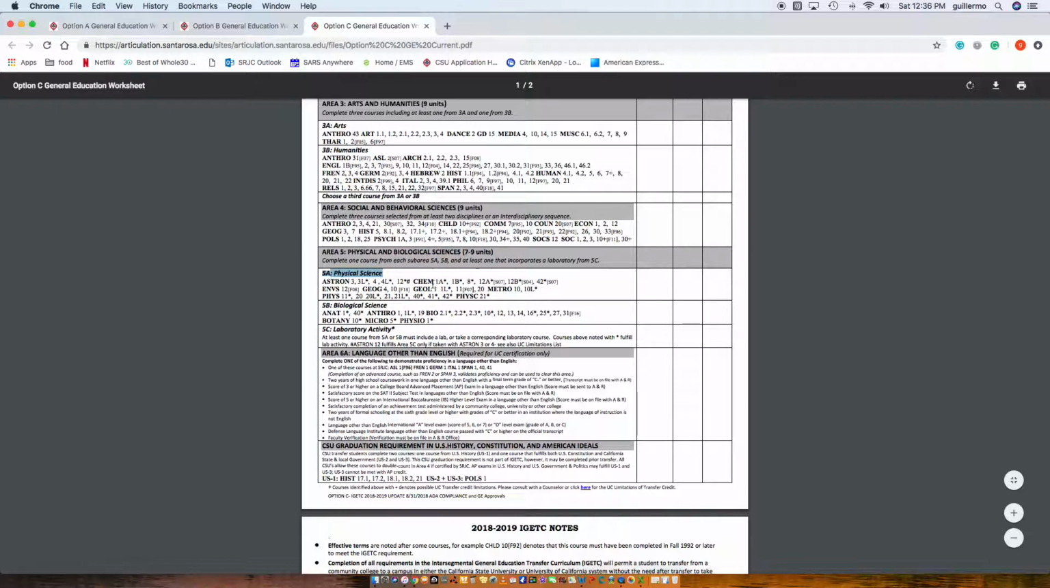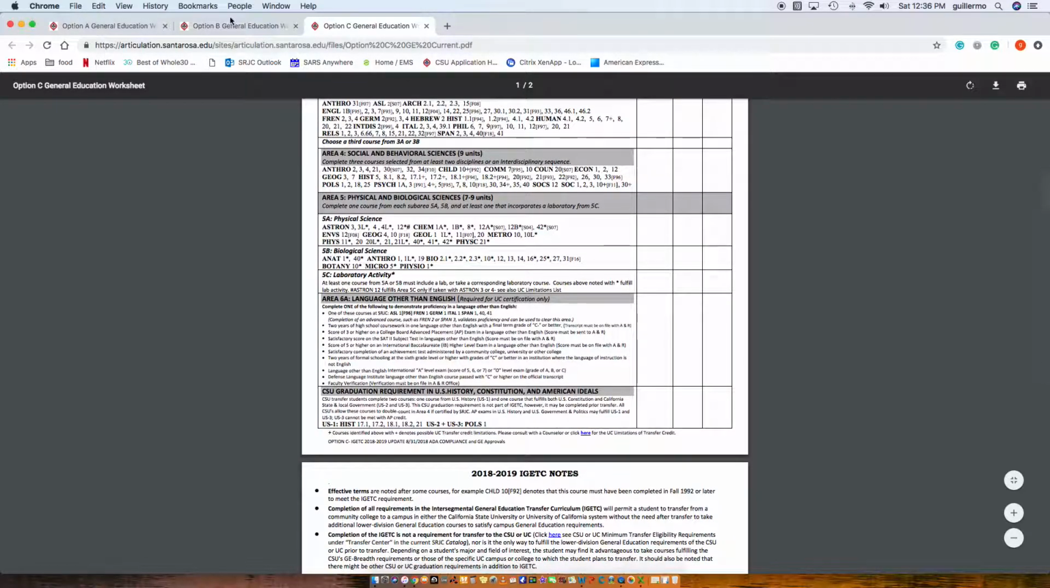In Area 5, the physical and biological sciences, they want 1 class in the physical science, so 1 of these, and then they want a biological science class. And this is very similar to the Cal State patterns, where you need a lab. So either you take an additional lab class, where you sign up for an additional class, or you already sign up for the class that already has a lab included.